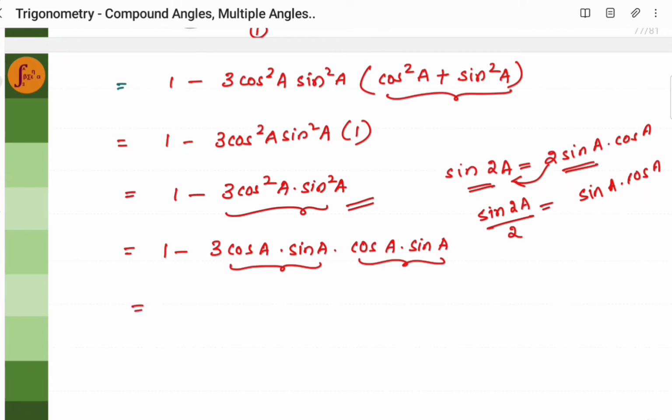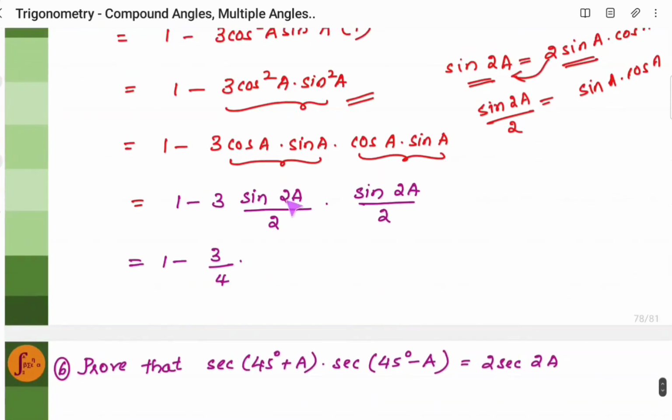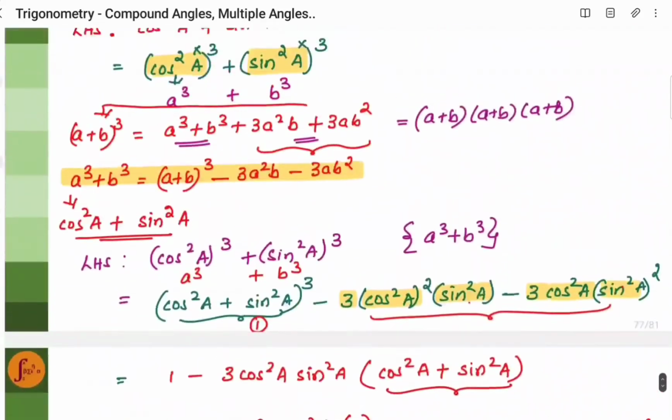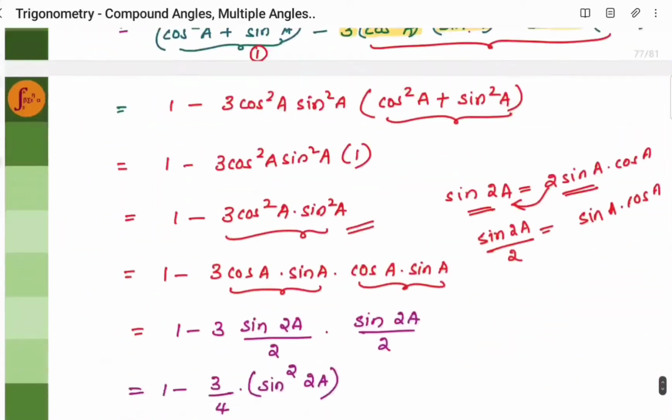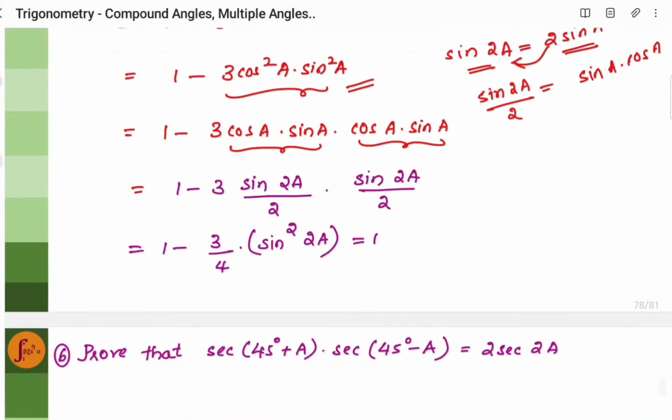So what we will do is 1 minus 3. Instead of cos a sin a, we'll write sin 2a by 2. Again, same thing. Cos a sin a is sin 2a by 2. This is nothing but 1 minus 3, I'll multiply 2 into 2 is 4, sin 2a into sin 2a is sin square 2a. Now, did we get the RHS? Let's check. 1 minus 3 by 4 sin square 2a. So we've got the RHS. Hence, we have proven that LHS is equal to RHS. We have proven that this particular expression is true.